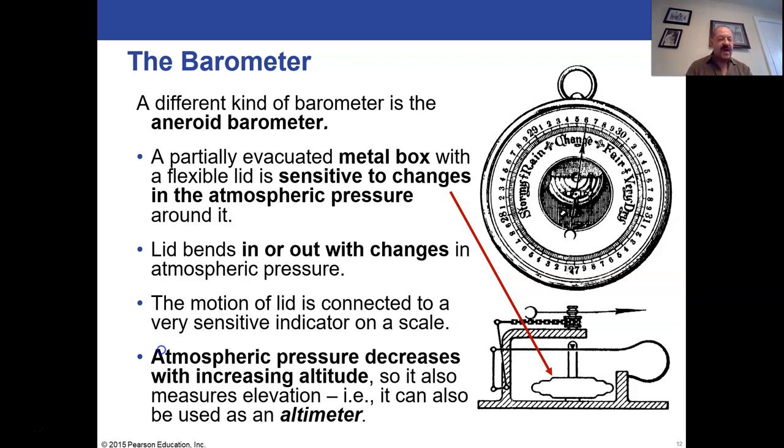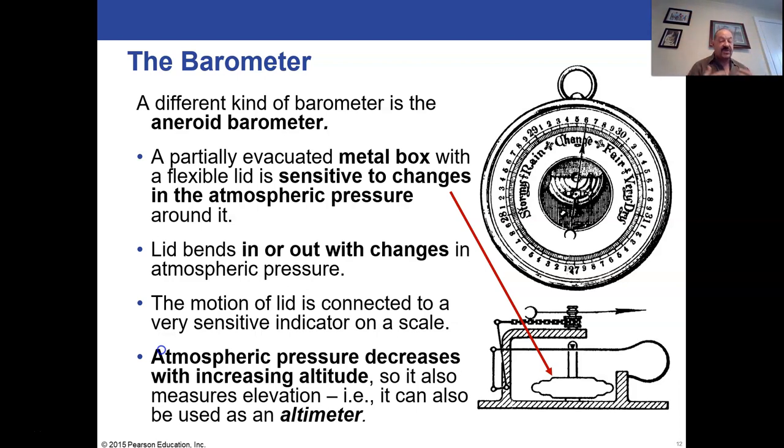This same type of device can also be used to detect elevation, and that is because the atmosphere gets thinner at higher elevations in a very regular pattern. There's actually a formula for calculating it. So if you take a device and move it to higher altitudes, the pressure will go down, and by measuring the pressure, you can convert that information into altitude.